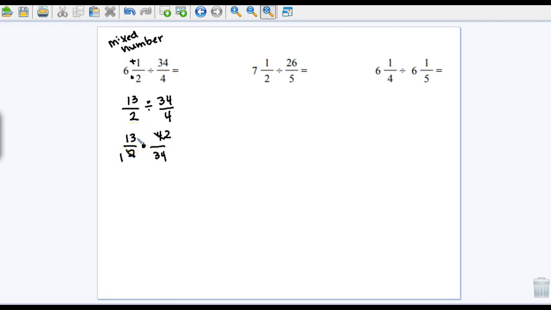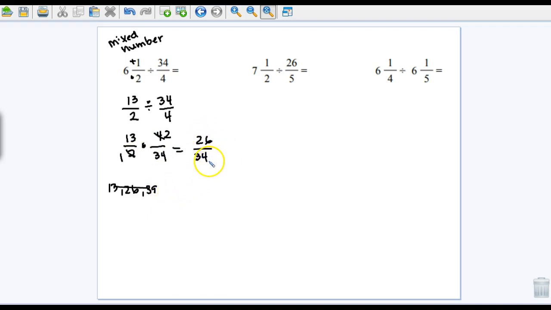3 times, no, these are not members of the same fact family. 13, if I count by 13, it's 13, 26 and then 39, so that's not going to work. We can't do these, so we're just going to multiply straight across. So 13 times 2 is 26. 1 times 34 is 34.